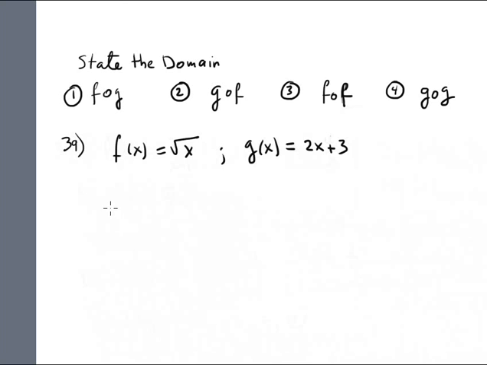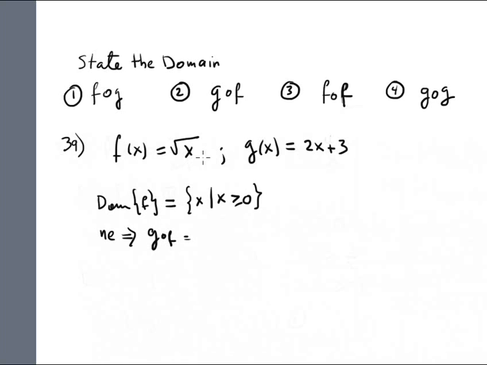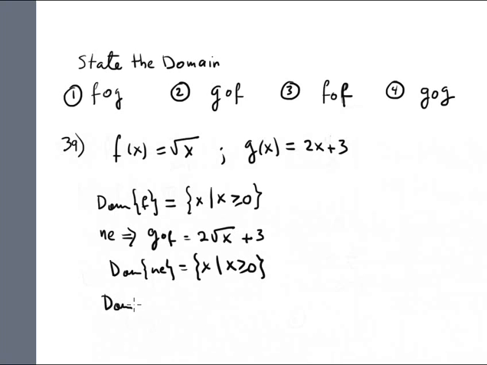Okay, now it's a different order. Domain of f is only positive numbers. The expression inside the radical must be non-negative, so 0 or positive. New expression is g composition f, f goes inside g, this is 2 radical x plus 3. It is obvious that this has the restriction because again we have a square root, but it's the same. The domain of the new expression is again x greater than or equal to 0. Now the domain of the composition g composition f is this and this, which is exactly x greater than or equal to 0. They correspond with option 2.